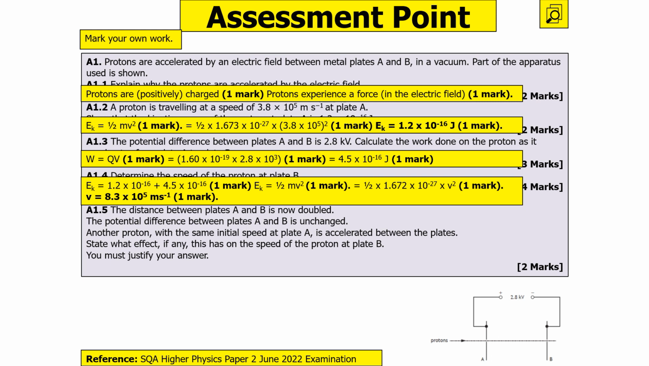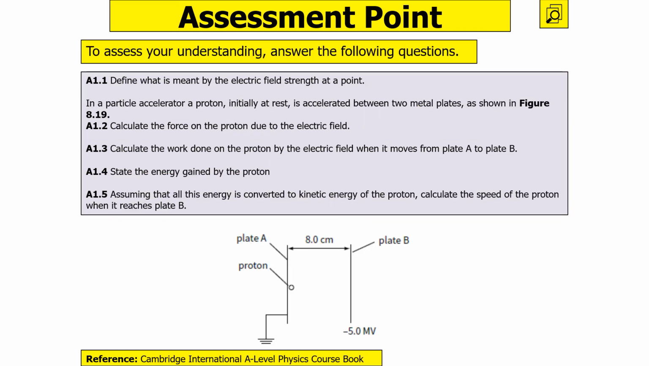Now what effect will this have on the speed of the proton? It'll have no effect, because the work done on the proton is the same, because the distance is not a factor in how much work is done. And if it's another proton that goes in at the same initial speed, it'll have the same starting kinetic energy. So therefore the only work done on it is q times by V. It has the same charge, it has the same potential difference between the plates, so therefore the work done is the same.